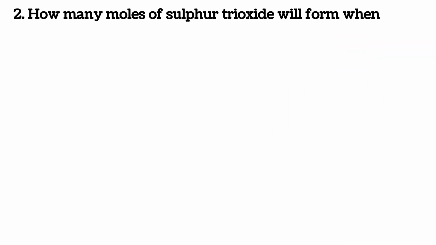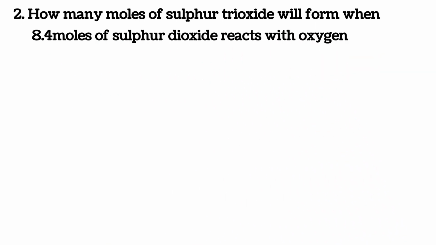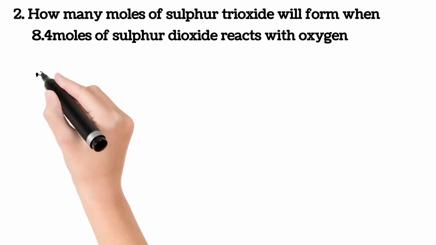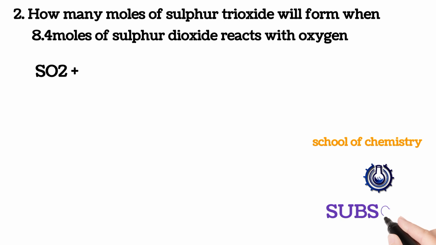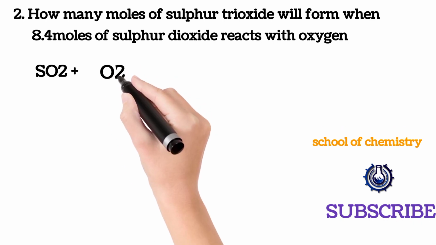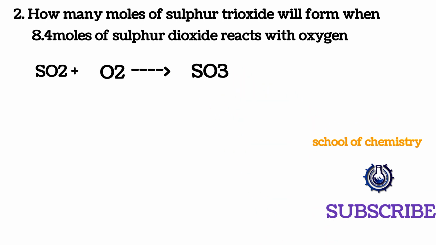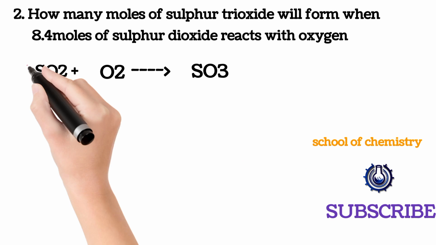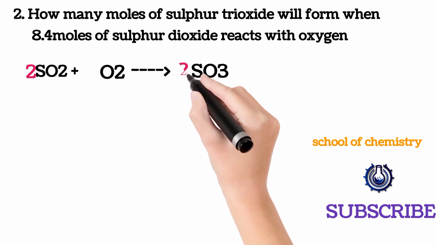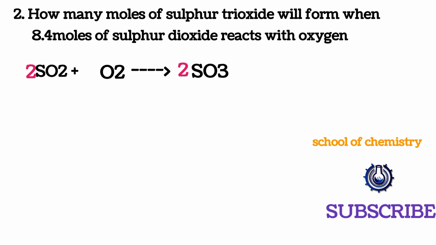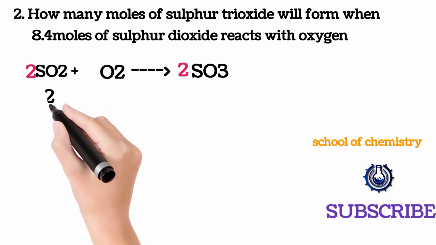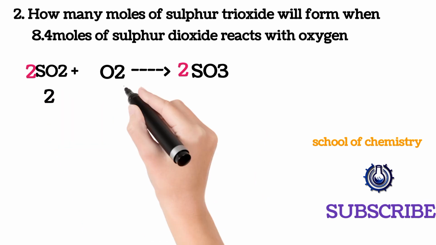Another example. How many moles of sulfur trioxide will form when 8.4 moles of sulfur dioxide react with oxygen? So we're looking at the relationship between sulfur trioxide and sulfur dioxide. The equation of the reaction is SO2 plus O2 forms SO3. Let's balance the equation. We're going to get 2SO2 and 2SO3. The equation is now balanced because we have 2 sulfur on the left, 2 sulfur on the right, 6 oxygen on the left and 6 on the right.